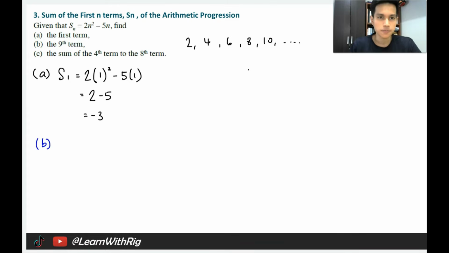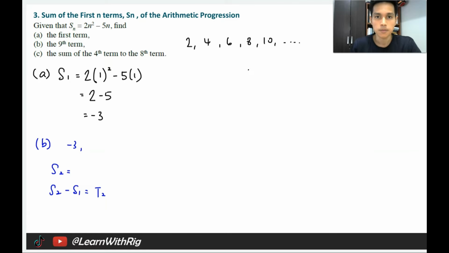So for this question, there are two ways to solve this. The first way is a very long way, which is finding your actual sequence. So you want to find what this sequence looks like. You can do that by finding S1, which you already found here. It represents T1, correct? So you can form your A value. A value is negative 3. Now what's the second value? You find S2, and then when you take S2 minus S1, this would be your T2 value.